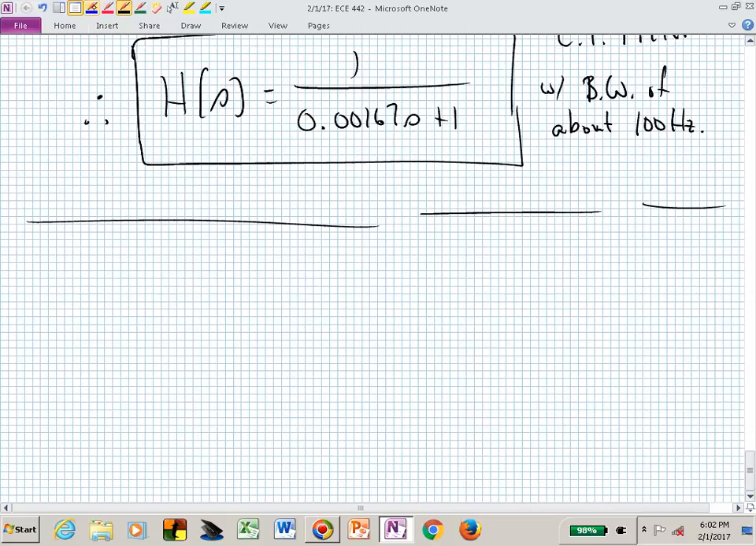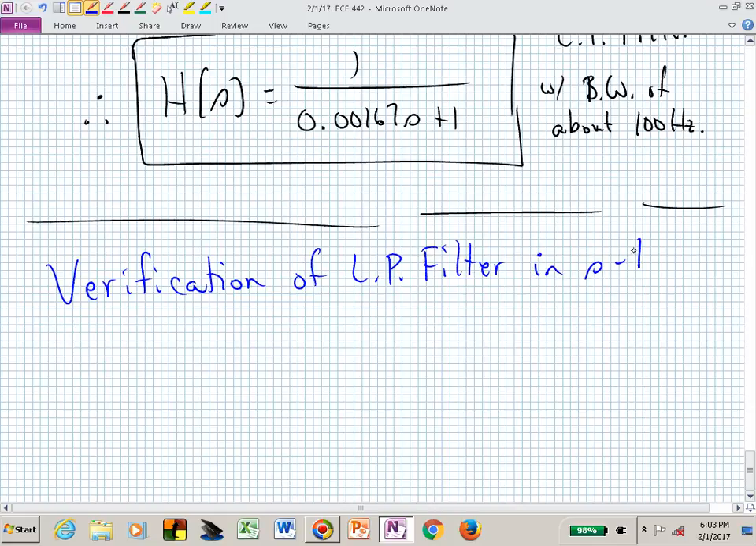Now, if we wanted to verify that indeed that transfer function was consistent with what we think it is, what could we do? Or what might be a way to perform some verification of this low-pass filter in the S domain? And now you should know, if you've had me before, I'm looking for you to find the Bode plot of this transfer function.